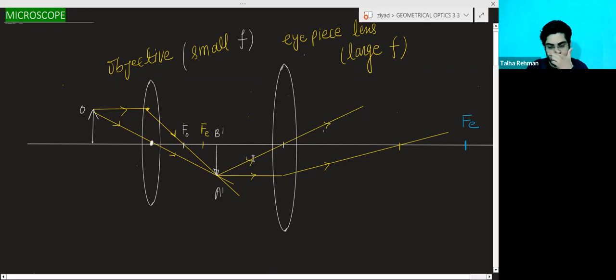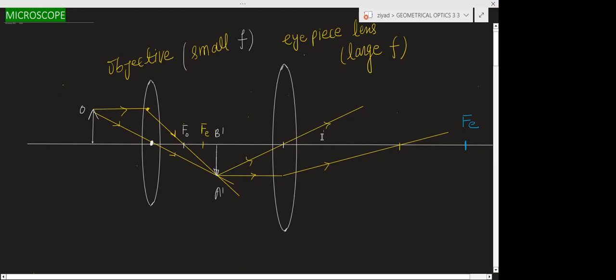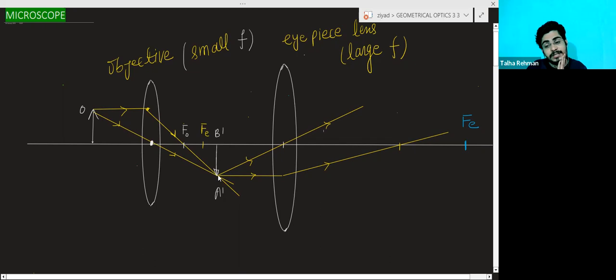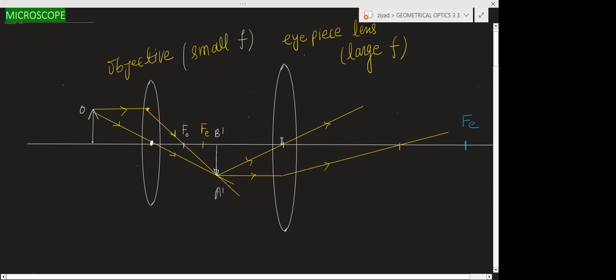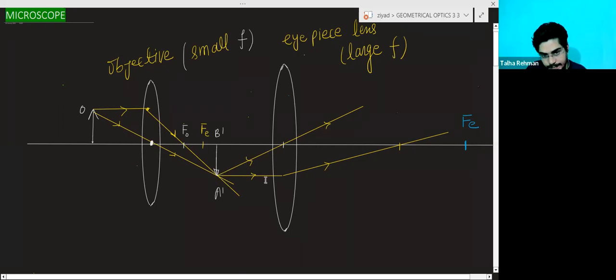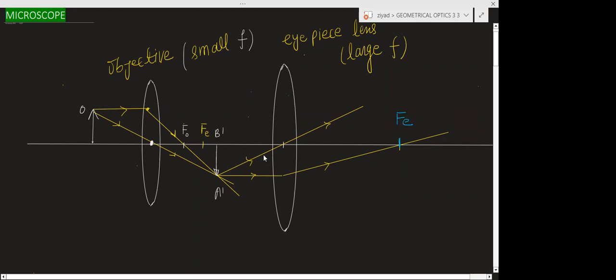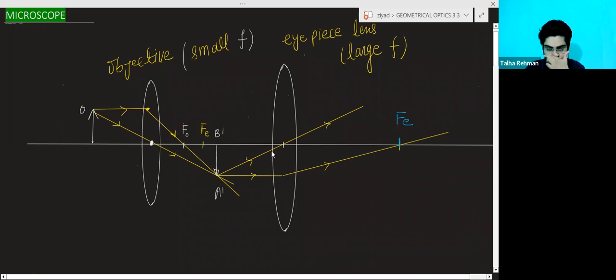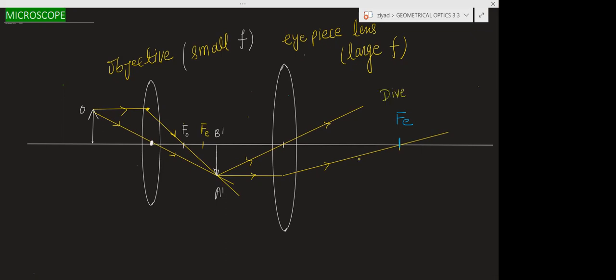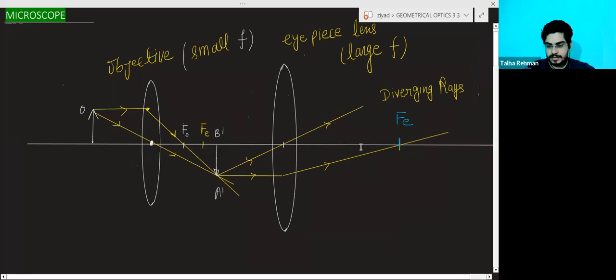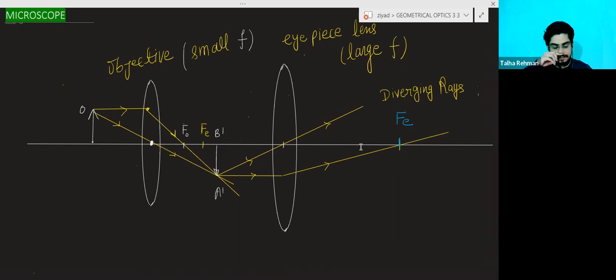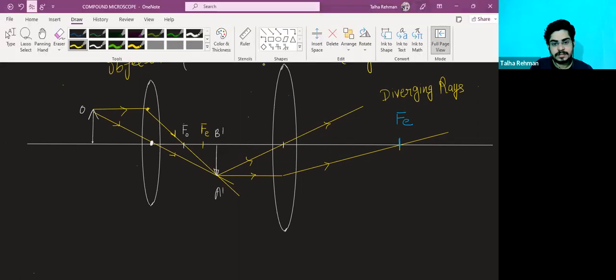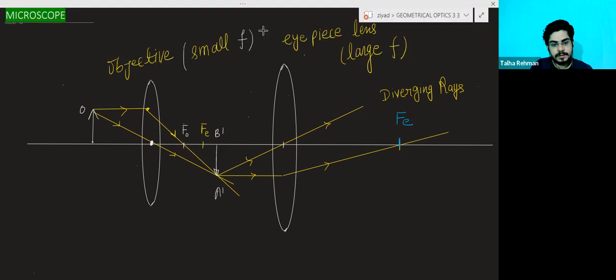Now when the ray passes through the optical center, it will pass straight. What we are doing is forming the image of this object. This is the object with respect to the eyepiece lens. The first ray from this object, parallel to the principal axis, will pass through the focus of the eyepiece lens. The second ray passes through the optical center, so it will pass straight. Now these are diverging rays, and diverging rays will never meet in reality. So we will produce these rays in the backward direction, and we will see where the image will form.